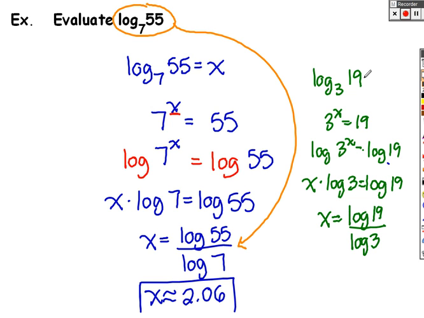Or I could skip all these steps and say, if I see something like this, the log of the argument divided by the log of the base. So log base 10 of 19 divided by log base 10 of 3 should be equivalent to your answer. That's called the change of base theorem.